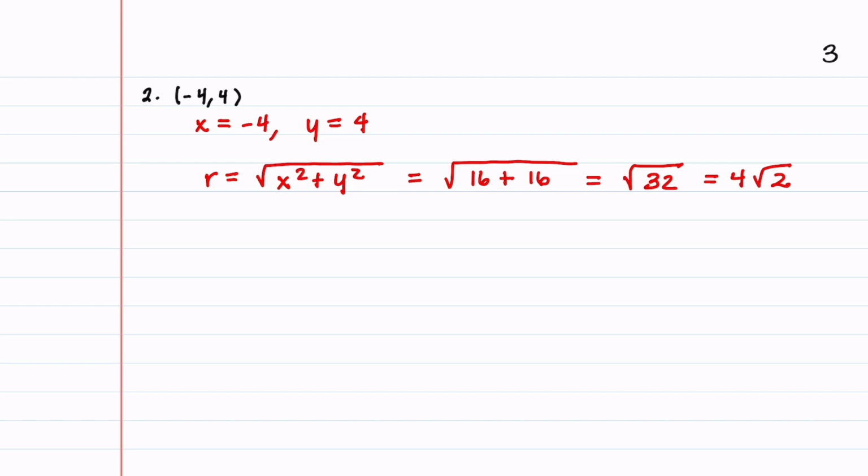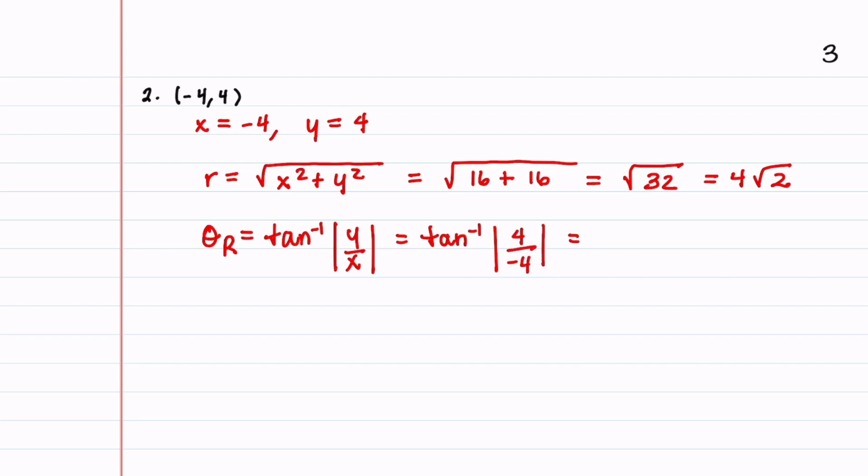Let's now compute theta sub r. Our reference angle is equal to the inverse tan of the absolute value of y over x. This is the inverse tan of 4 divided by -4, which when we take the absolute value reduces to 1. So we have the inverse tan of 1. We know that the inverse tan of 1 is equal to pi over 4 because the tangent of pi over 4 is equal to 1.